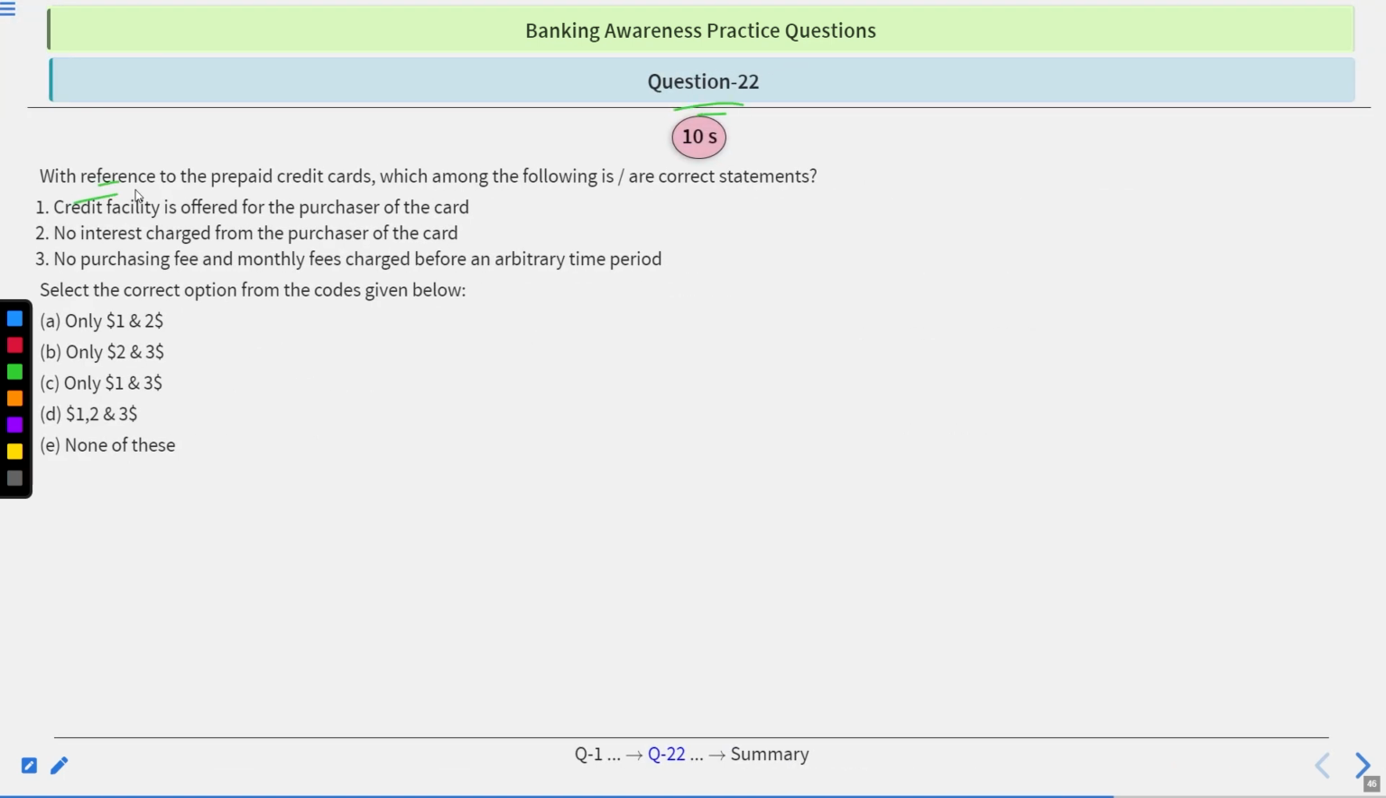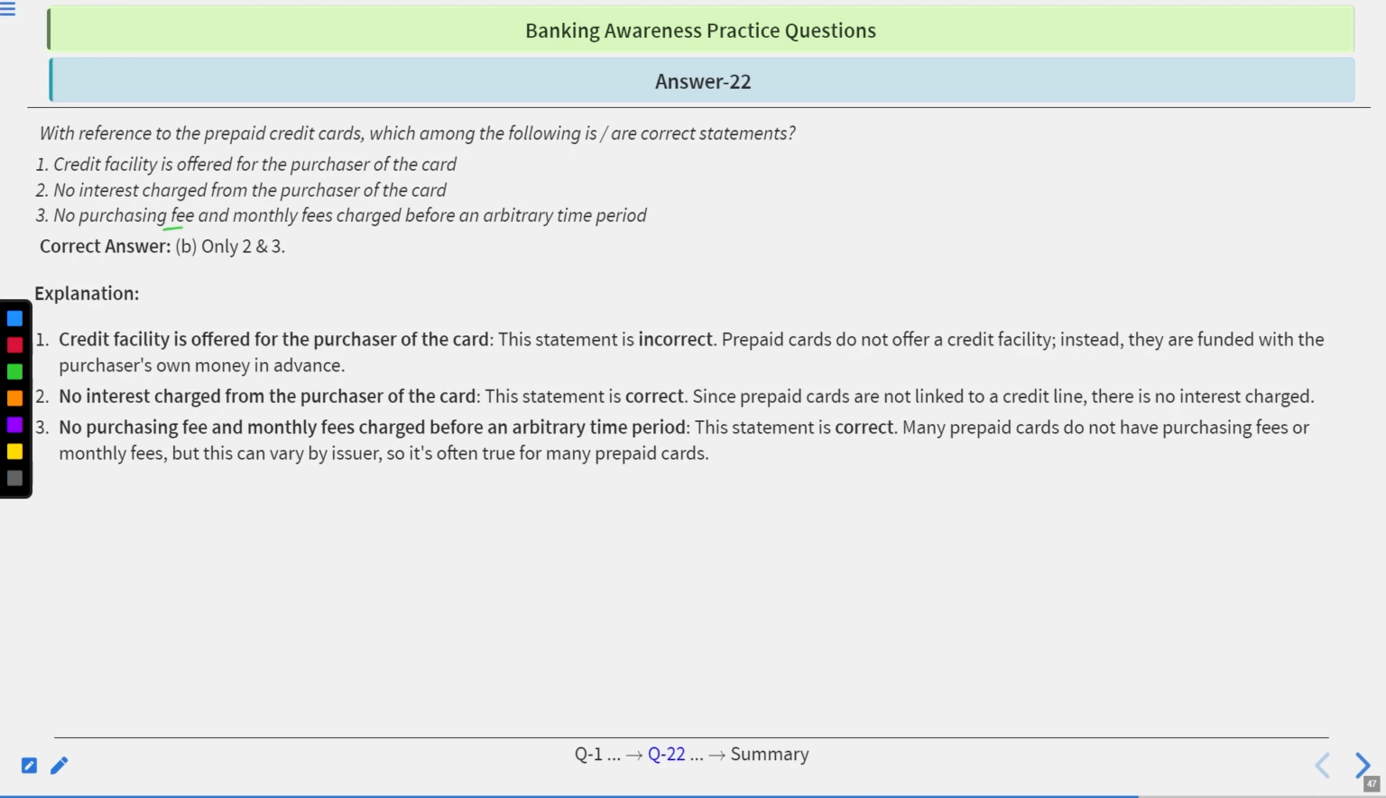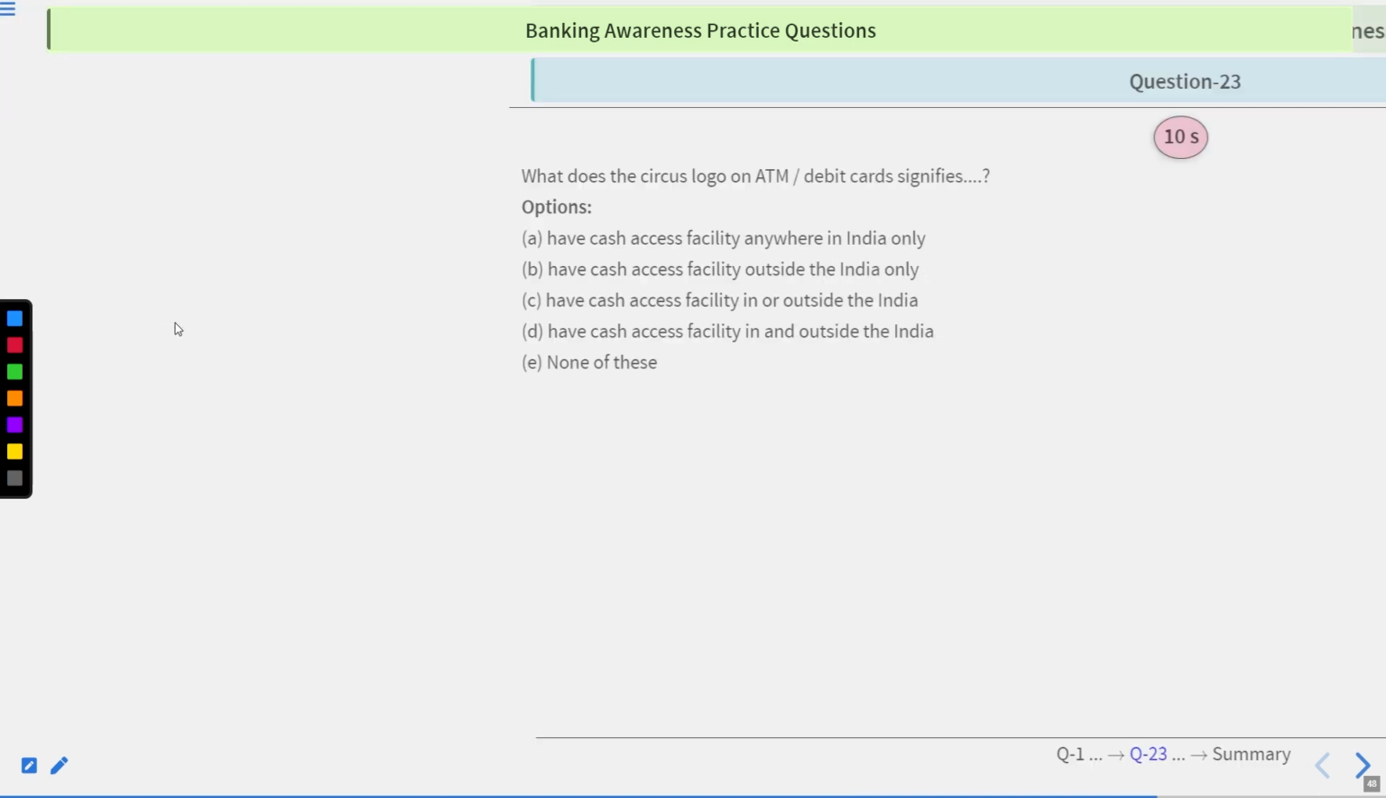Question number 22. With reference to prepaid credit cards, which among the following is the correct statement? To answer this, again you will have 10 seconds. Time starts now. Time's up. Correct answer is only P.